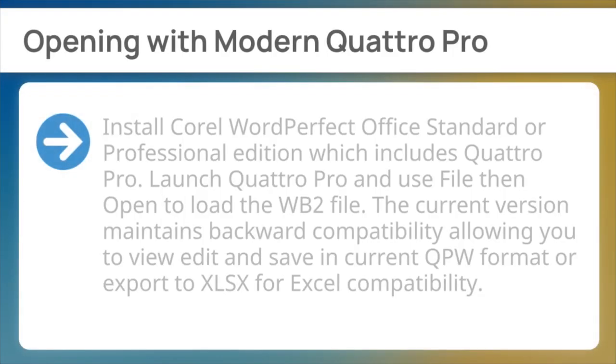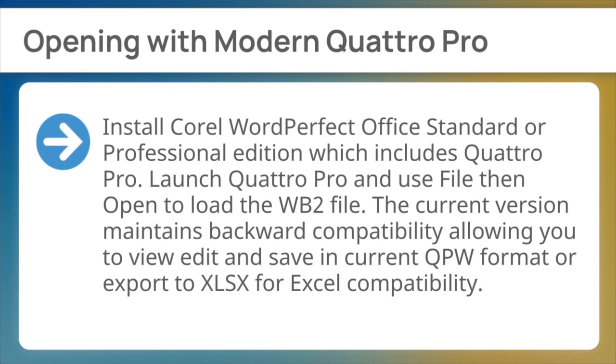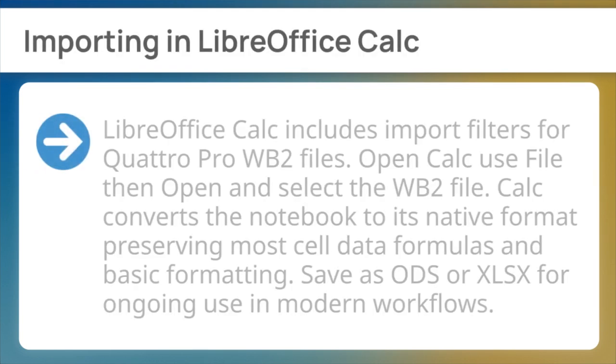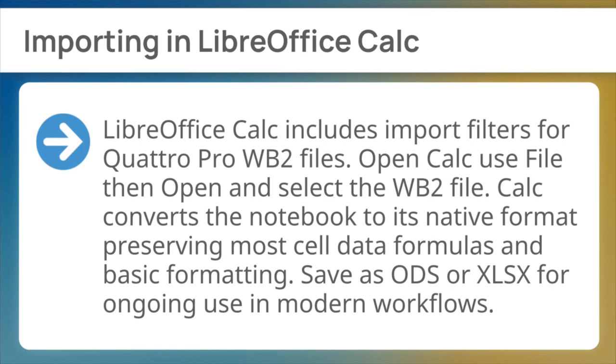First, opening with modern Quattro Pro. Install Corel WordPerfect Office Standard or Professional Edition, which includes Quattro Pro. Launch Quattro Pro and use File then Open to load the WB2 file. The current version maintains backward compatibility, allowing you to view, edit, and save in current QPW format, or export to XLSX for Excel compatibility.